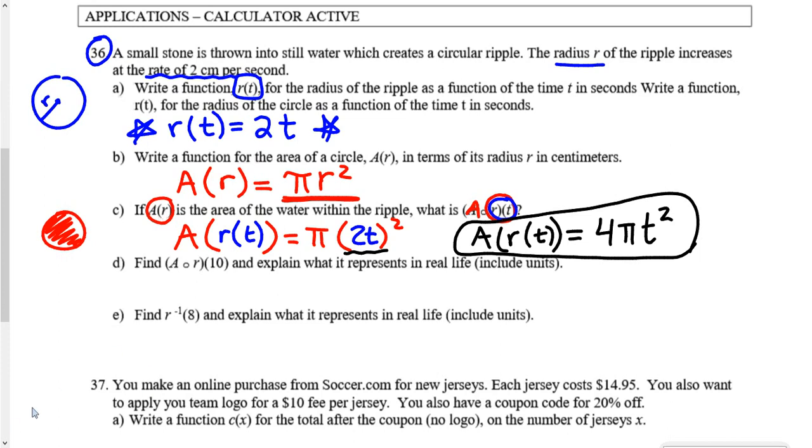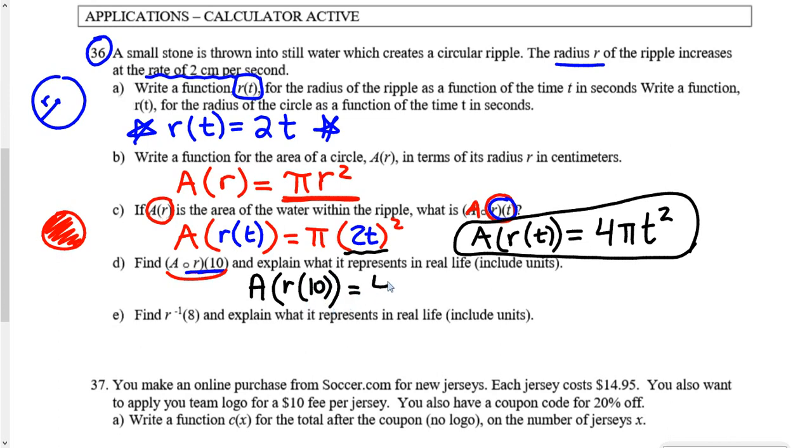It says find A of r of 10 and explain what it represents in real life. So if we're doing A of r of 10, we're really figuring out what r of 10 is. So what's the radius after 10 seconds? So that would be 20. And then we're plugging that into our area formula, and we are doing pi r squared to it. So we can either go through and plug first into the blue one and then the red one, or we could plug into our new function. It doesn't really matter. We found our new function would be A of r of t, where t is 10.